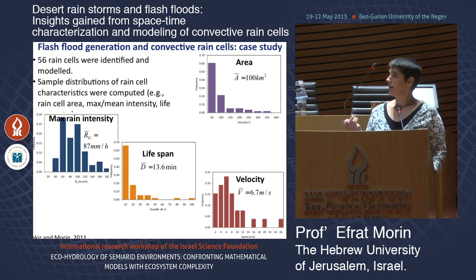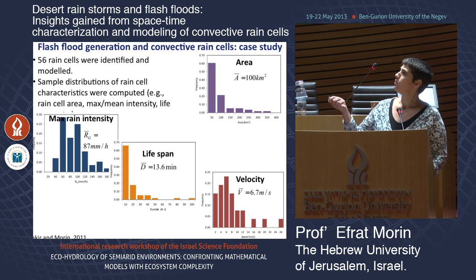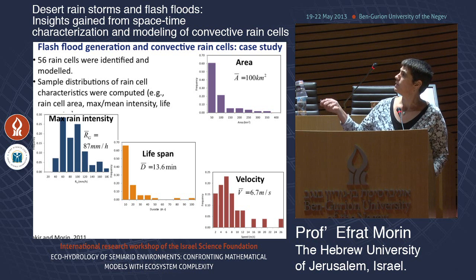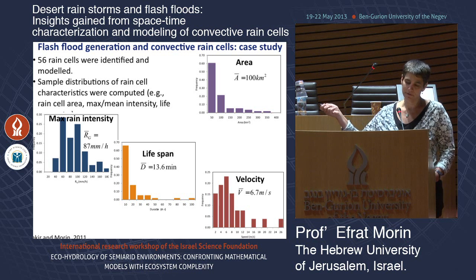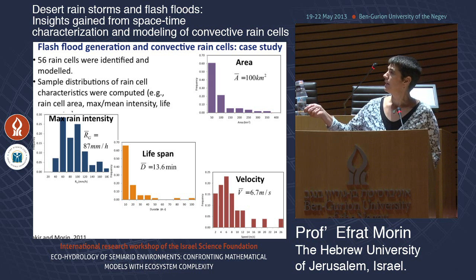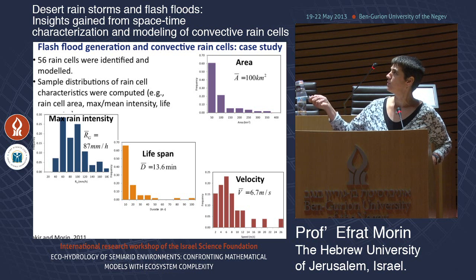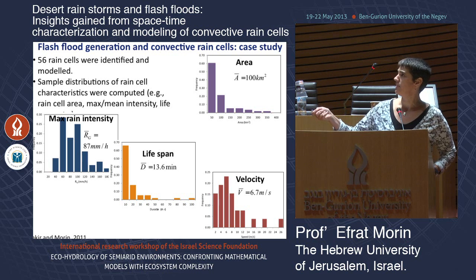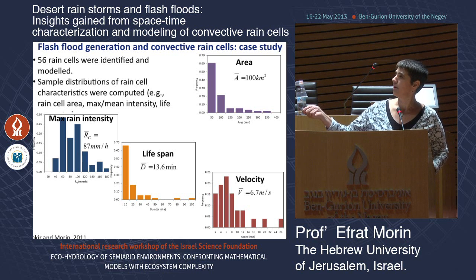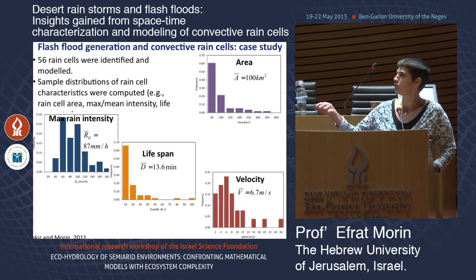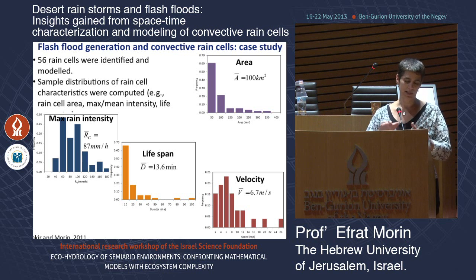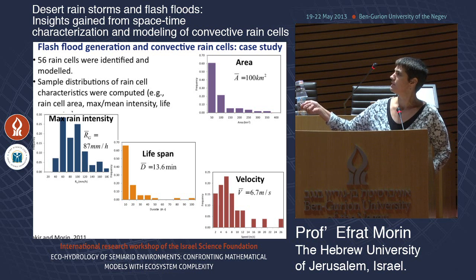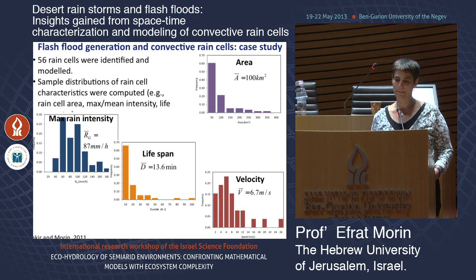So we fitted our rain-cell model to the radar data. We identified 56 convective rain cells, and we see sample distributions of the different characteristics. Cell area: remember, it's an extreme storm, so the area is quite large. The maximum rain intensity, lifespan, this is the average. It's very typical, very short duration. These convective rain cells last a short time, and the speed they move on average is 6-point-something meters per second.